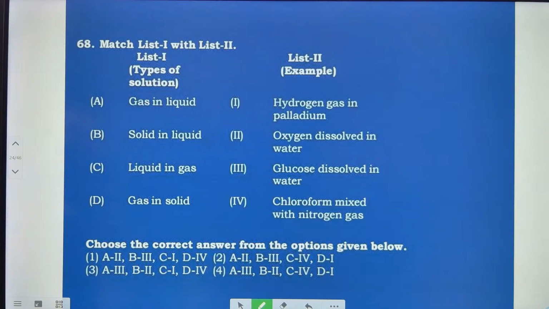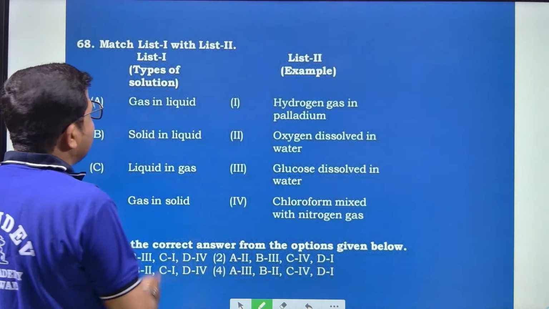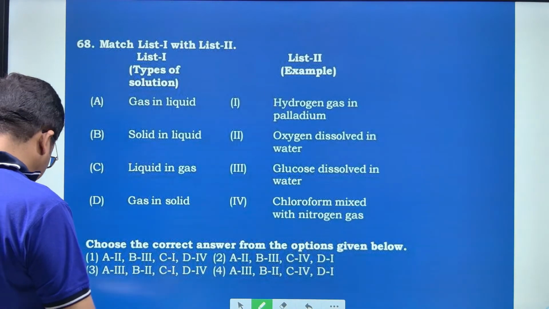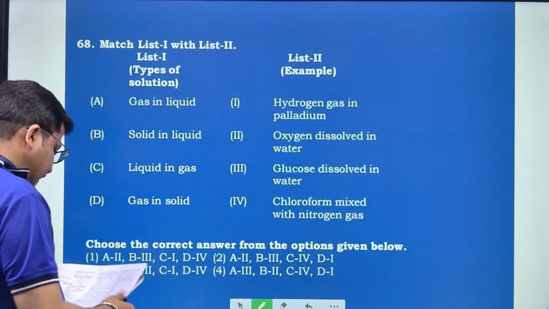And here also, match the following. They have given the types of solutions and their examples, and we have to find out the right option for this one.